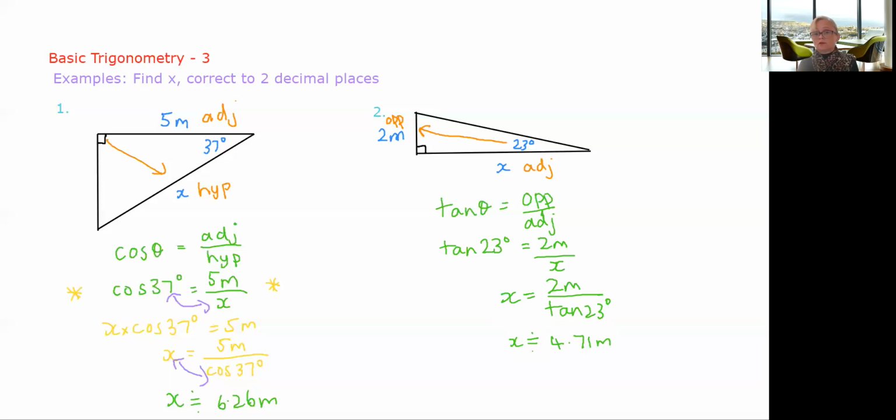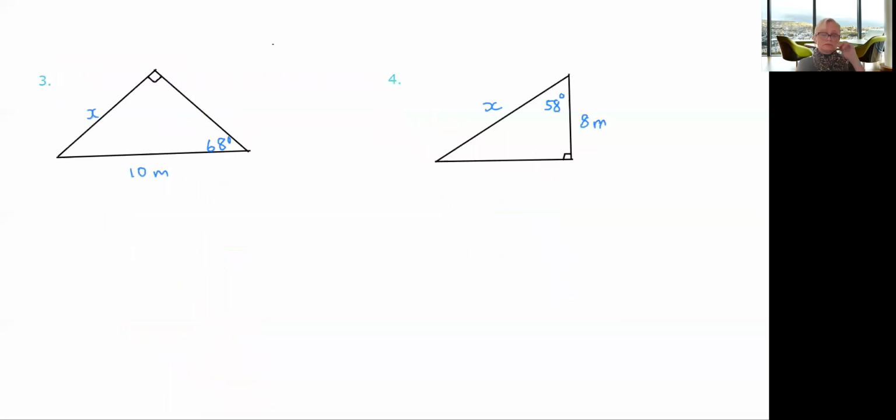Okay, let's move on. We've got some more of the same. So we're going to label our sides. We've got a hypotenuse here. And the x is opposite your angle, isn't it? What trig ratio involves opposite and hypotenuse? The sine ratio. Absolutely.